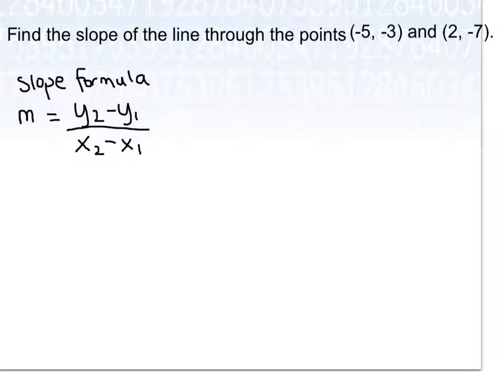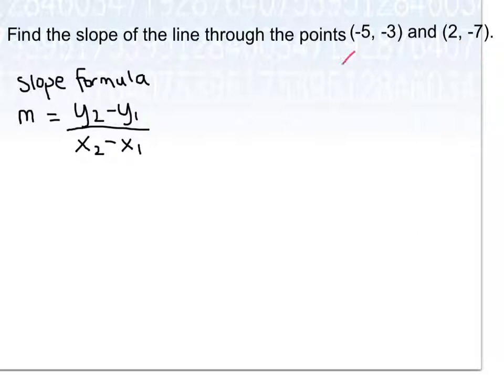Now, a lot of you are probably thinking, does it matter which point we call the first point and which point we call the second point? My answer to you is no, it doesn't matter. The last example we did on the previous slide, we noticed that we called -5, -3 the first point and 2, -7 the second point. So I'm going to switch it around and I want to just determine if we're going to get the same answer. So let's call -5, -3 the second point.